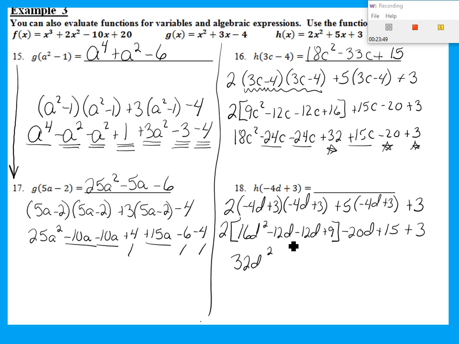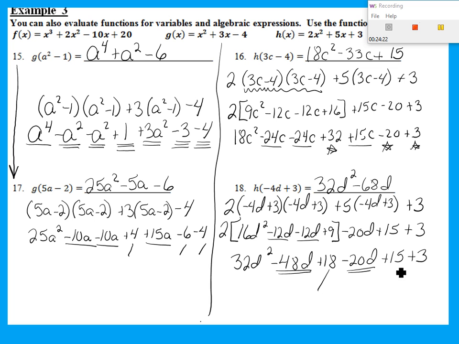I'm going to skip a step. Negative 12 and negative 12 make negative 24. Doubled is negative 48d plus 18. And then just write down the rest. And then let's bring this thing home. The highest power that I see is d squared, so there's 32d squared. I'm going to combine negative 48 and negative 20 to get negative 68d. And then 18 and 15 and 3 make 33 plus 3 is 36.